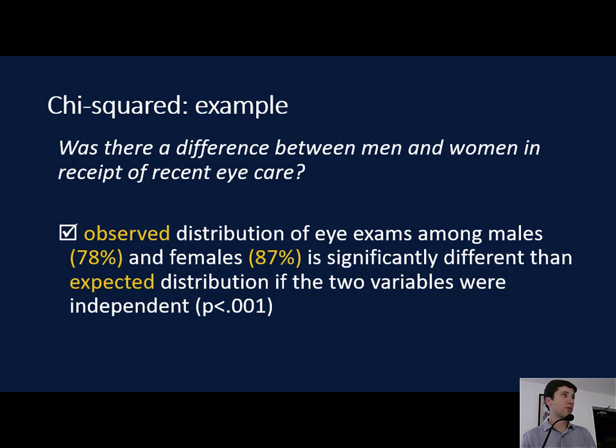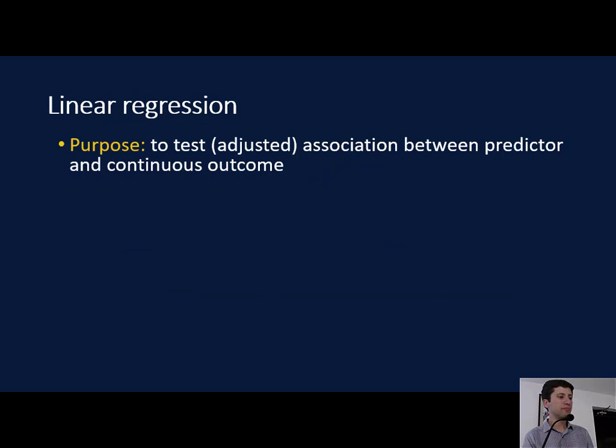But our data were more extreme than that. Our data were more extreme than that no association hypothesis. And so we rejected that no association hypothesis. Does that make sense to everybody? So it's going to get a little more complicated.